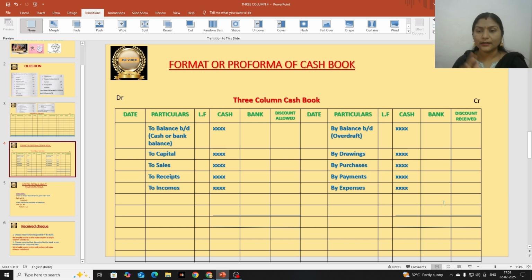On the credit side, the first item is by balance brought down. In brackets, I have shown overdraft. So on the opening day, if any bank overdraft balance is given, that should be recorded on the credit side. All opening balances will be recorded first in 3-column cash book. If it is favorable, cash in hand or cash at bank, we record on the debit side. If it is unfavorable, or overdraft, we record on the credit side. And the remaining items I mentioned here.